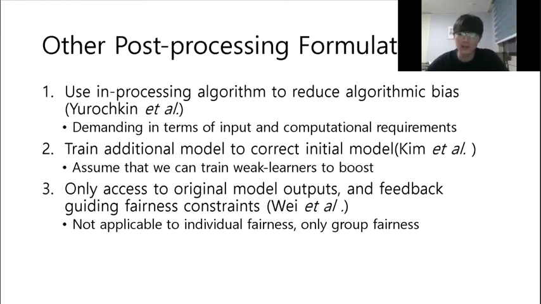There are three kinds of post-processing formulation. The first formulation is used in the in-processing algorithm to reduce algorithmic bias. But it has the same problem as the in-processing algorithm, that it is most demanding in terms of input, like the original model's input, how the predictor looks like, or other functions used in the model, and it needs some computational requirements for retraining too.